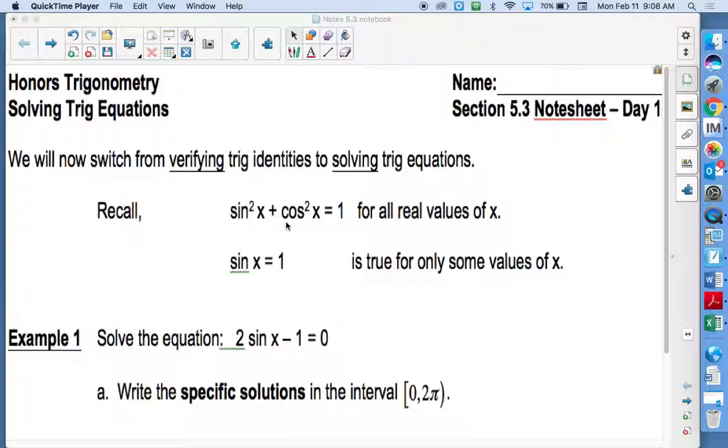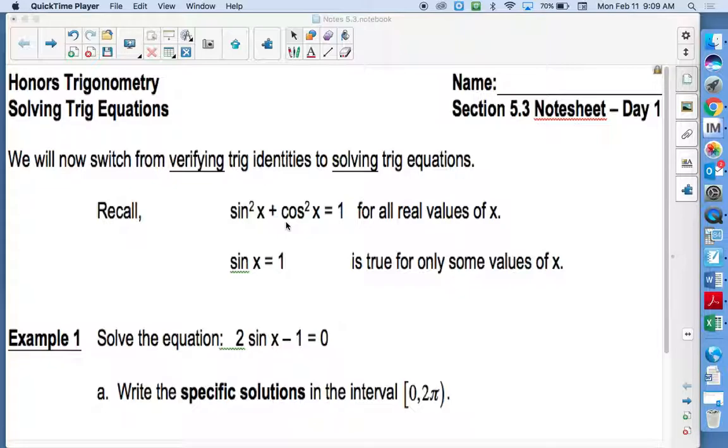So looking at the first example here, it says we're switching from verifying or simplifying to now solving. And then again, it shows two different statements. The first statement is an identity. The second statement is an equation. So an identity holds true for any value of x, where an equation is only true for specific values of x. So we're switching from one and moving on to the other.